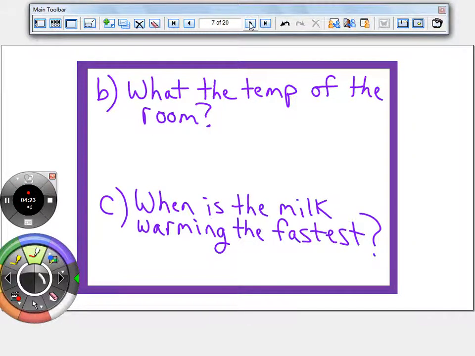B, what's the temperature of the room? That's kind of an interesting question too. What's the temperature of the room?